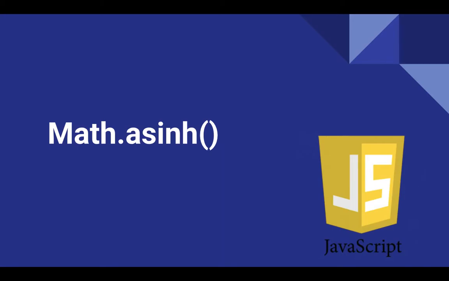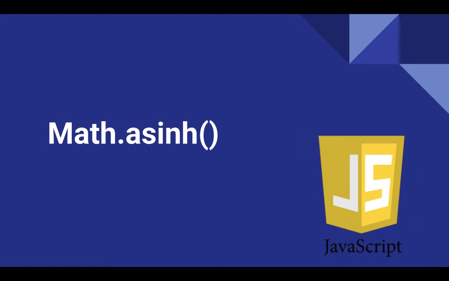So what it does, it returns the hyperbolic value of arcsine of a number. That is, Math.asinh(x) equals asinh(x), the unique y such that sinh(y) equals x.